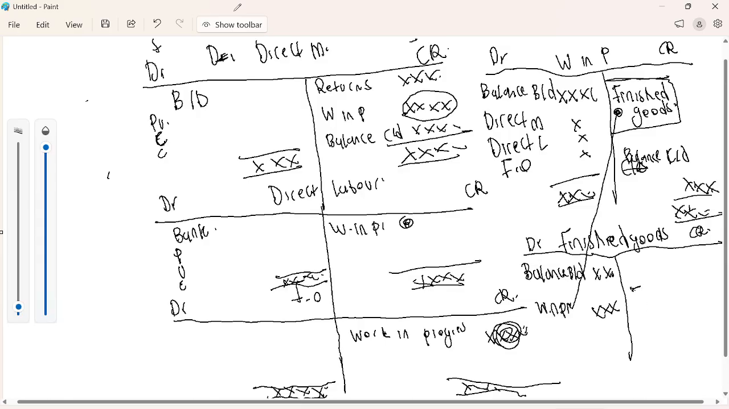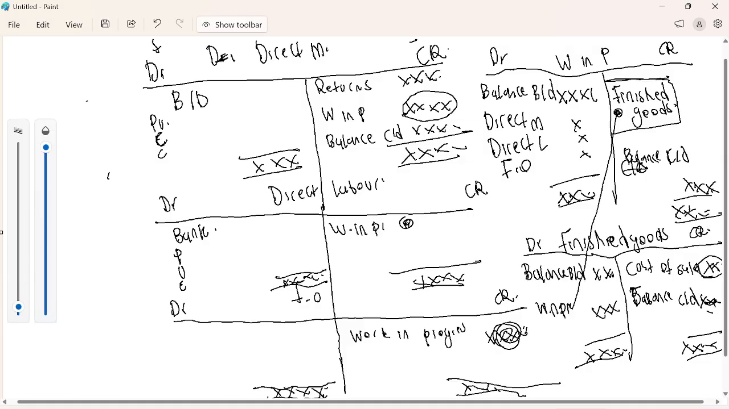So you're gonna say balance carried down. They'll give you an amount there, and then you're gonna totalize this side. It will be the bigger one eventually. Then you're gonna totalize this side. This minus this thing, it will give you what? Cost of sales. It will give you cost of sales.